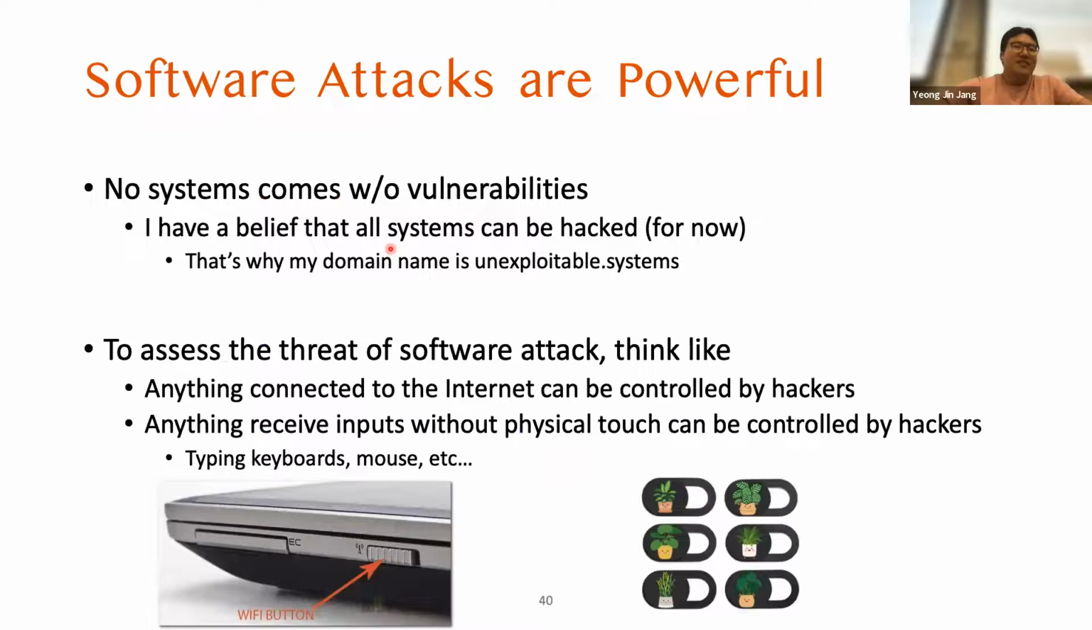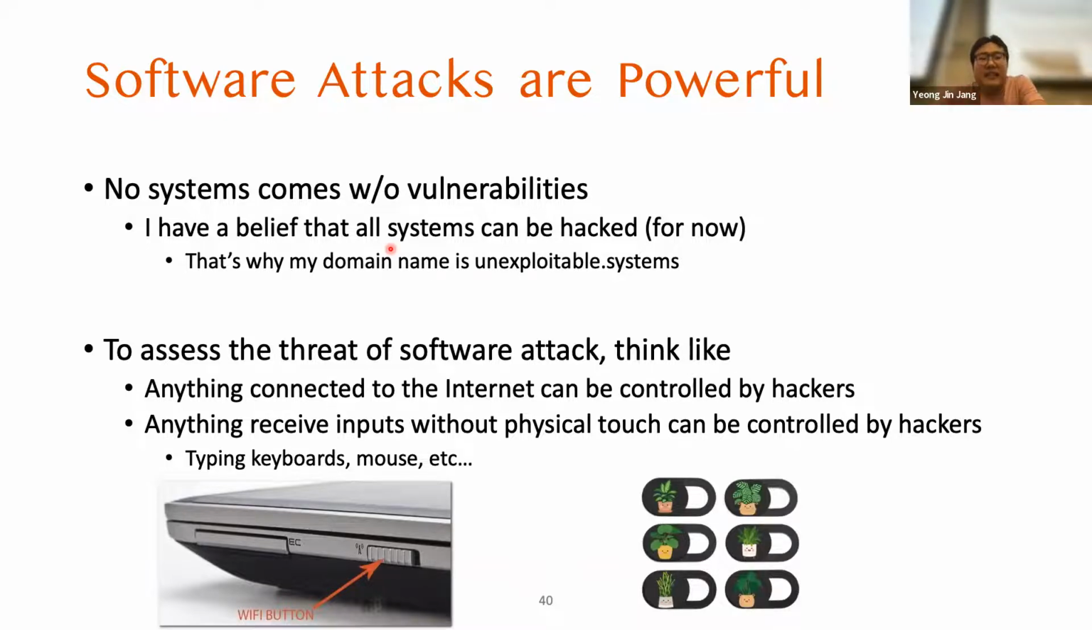So the implication is that software attacks are so powerful these days because most things are connected to the internet. Regardless of geolocation, we can hack a machine in China, India, Korea from the US, and vice versa. And then there are many small devices such as smartphones, smartwatches. We do have smart speakers, or even power outlets have internet connections these days. So these can all be hacked. So software attacks are powerful.